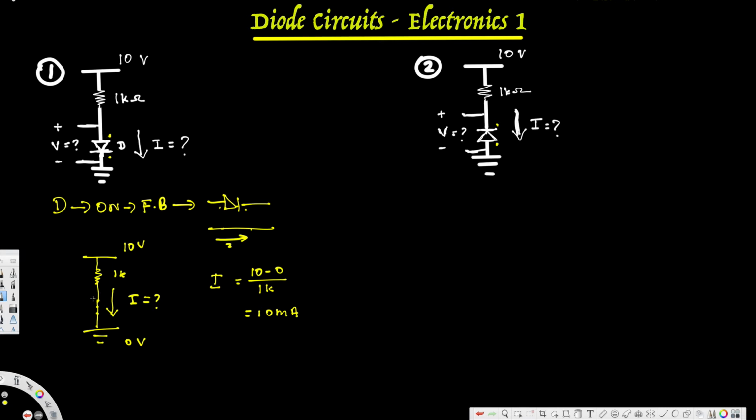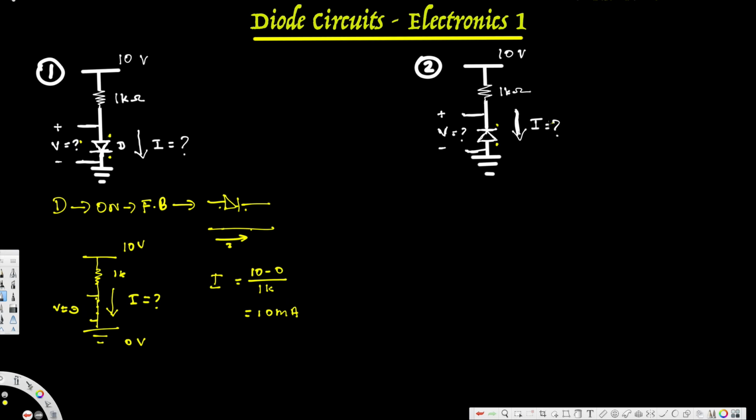And also we know the voltage. Since we don't have anything in between, if we assume this is the one we are trying to find, this is the voltage, right? This is the one we are trying to find. This is also going to be 0 because we don't have anything in between. So this is also 0.